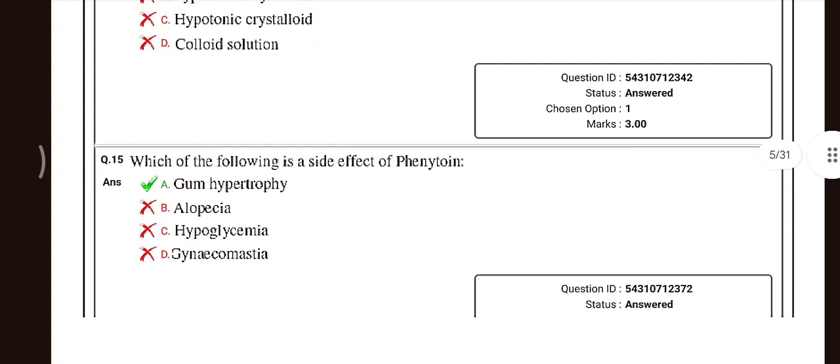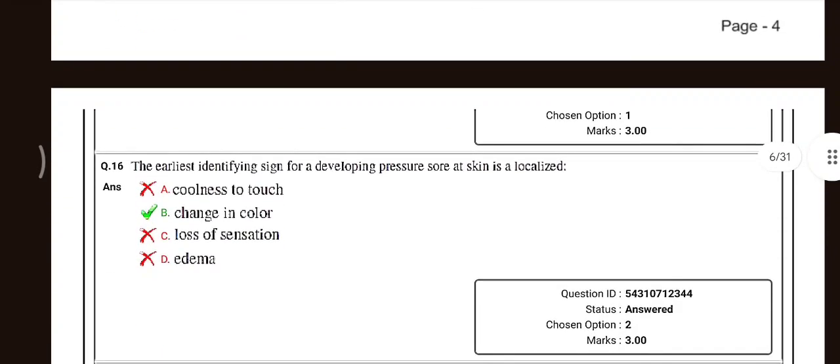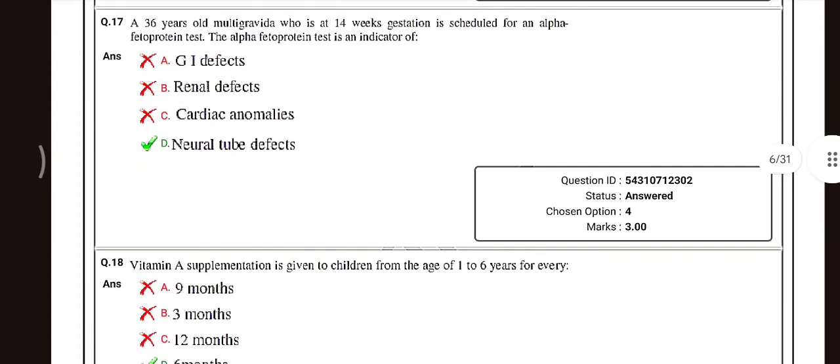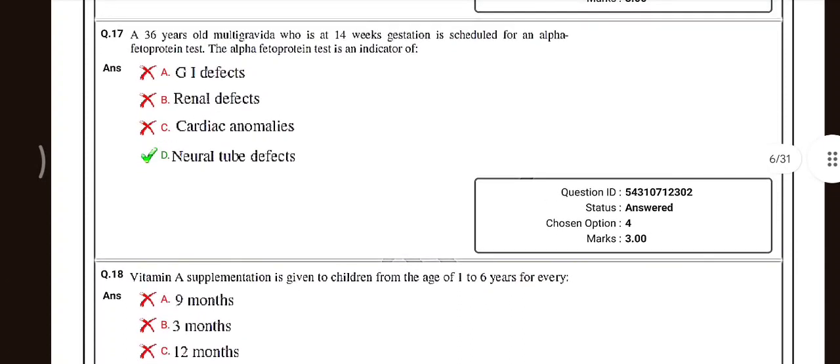Which of the following is a side effect of phenytoin? Phenytoin's side effect is gingival hypertrophy. The earliest identifiable sign for developing a pressure sore on the skin is a localized change in color. A 36-year-old multigravida at 14 weeks gestation is scheduled for an alpha fetoprotein test. The alpha fetoprotein test is an indicator of neural tube defects. Vitamin A supplementation is given to a child from the age of 1 to 6 years every 6 months.